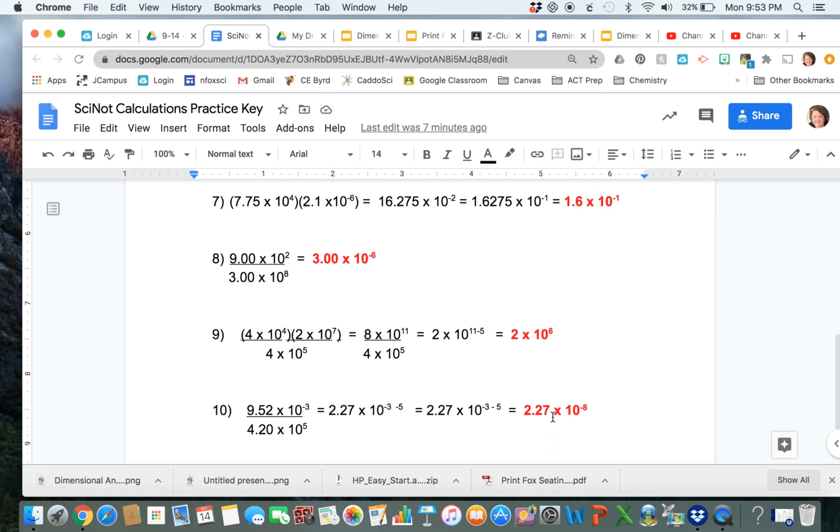All right, last problem. This one's pure division. 9.52 times 10 to the negative third divided by 4.20 times 10 to the negative fifth. Divide the coefficients. 9.52 divided by 4.20 is 2.27. Negative 3 minus 5 is like adding the two negatives, negative 8. 2.27 times 10 to the negative 8. And if you had more than 3 sig figs, that was rounded. So 9.52 divided by 4.2.